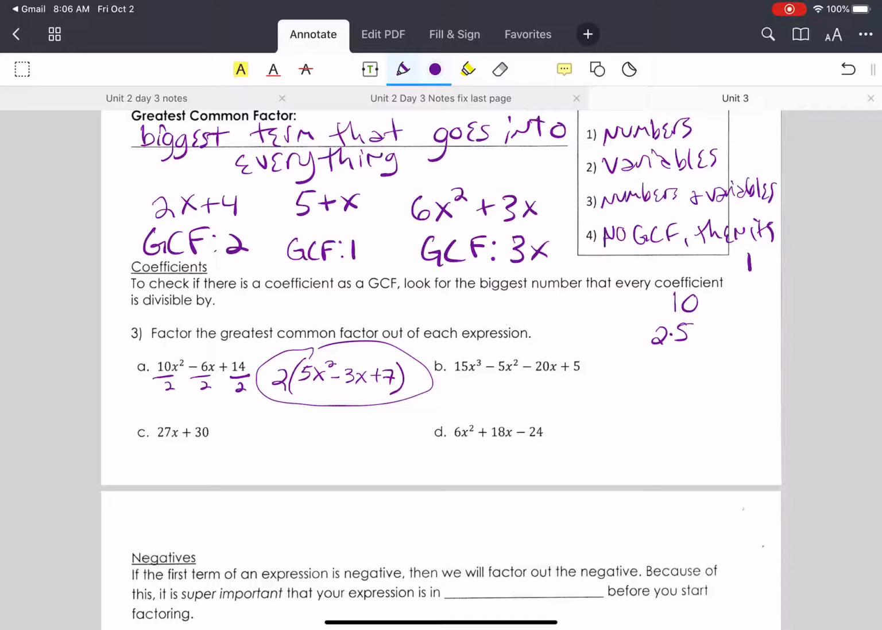Okay, let's do one more together. What's the GCF on B? 5, good. So now I'm going to divide everything by 5. So my factored form is 5 times 3x cubed minus x squared minus 4x plus 1. Okay? I want you to take a second with your neighbors, and I want you to try parts C and D. And then we'll move on to the next part.